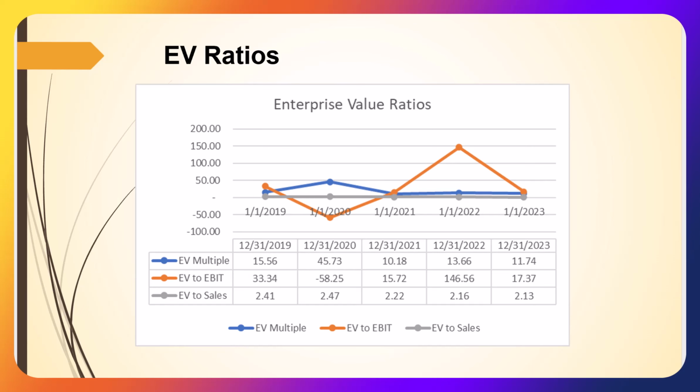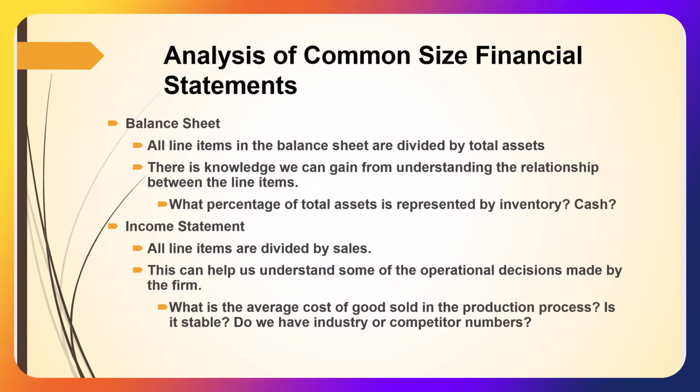So let's think about some other types of analysis. We have something referred to as common size financial statements. We can have a balance sheet or an income statement. In this case, for a balance sheet, all the line items of the balance sheet are divided by total assets. On the income statement, all the line items are divided by sales.